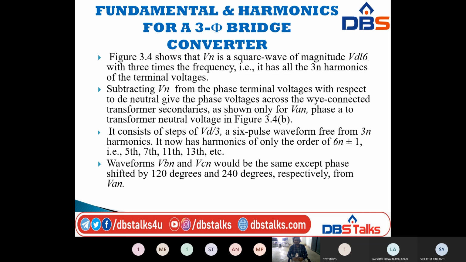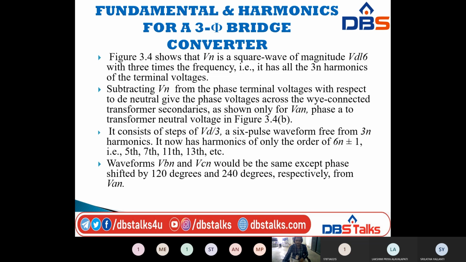If it consists of steps of Vd by 3, the 6 pulse waveform is free from 3n harmonics. Next, we will take the waveforms Vbn and Vcn, which would be the same. Like VAN, we have the VBN and VCN also, but here these are all the same, except phase shifted. From VAN, they are phase shifted by 120 and 240 degrees respectively. Okay.